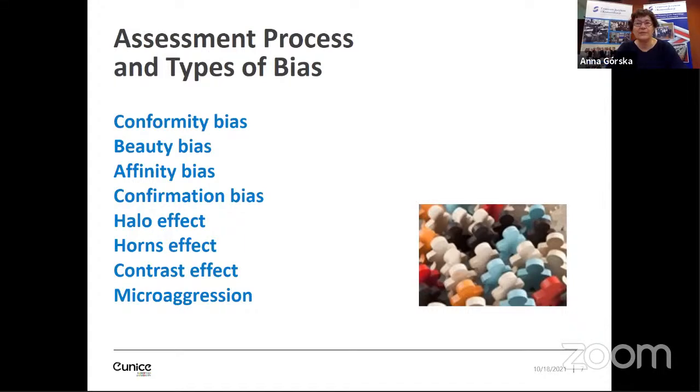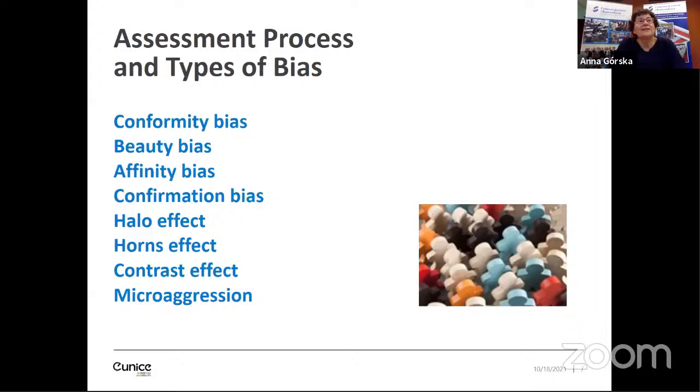And the horns effect works in the different direction. So imagine you meet somebody who is fat or even obese. The person may be very intelligent and maybe knowledgeable, but this one characteristic may simply influence your whole opinion about this person, and you may simply think, okay, he or she must be lazy, okay?